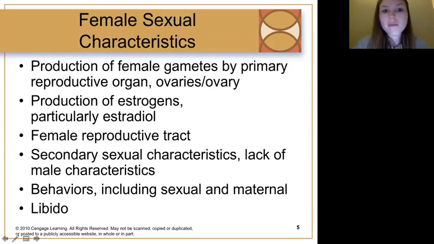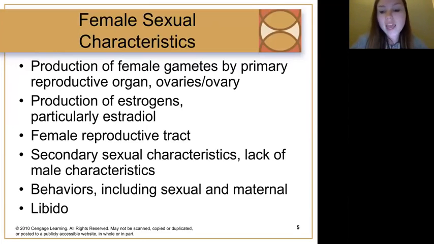So for female sexual characteristics, you have the production of the female gametes, or sex cells, so the eggs, by the primary reproductive organ, which would be the ovaries or the ovary. I put both because poultry actually only have one. Most other species have two ovaries, but poultry have one. Then you have the production of the estrogens, particularly estradiol, which we'll talk about in more detail. You have the female reproductive tract, which has quite a few different parts, so we'll discuss that in a bit. And then secondary sexual characteristics for the female are basically just a lack of those male characteristics. They pretty much don't have any. So when you think secondary sex characteristics, think about it as the male has those and the female doesn't.